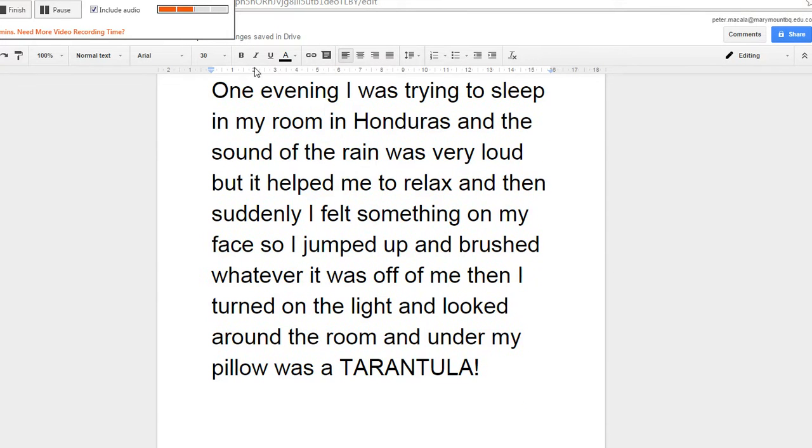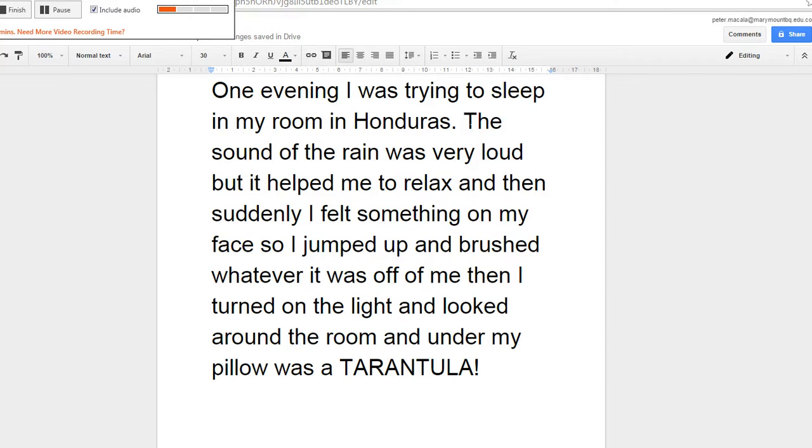This is my sample paragraph. I'm going to try to read it the way I want it to sound. One evening, I was trying to sleep in my room in Honduras. Okay, I want to pause there. So I'm going to put a period there. And look, here's the word and. That was one of those keywords, one of those clue words that say that we should stop and make a new sentence. So I'm going to delete the word and, make sure this next sentence starts with a capital letter, and then see where I am now. Okay, so I fixed that first sentence.